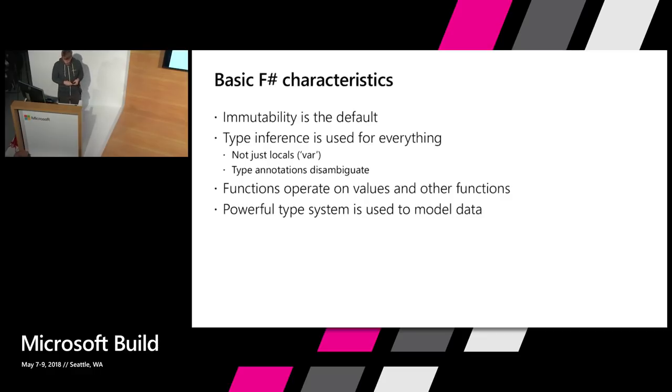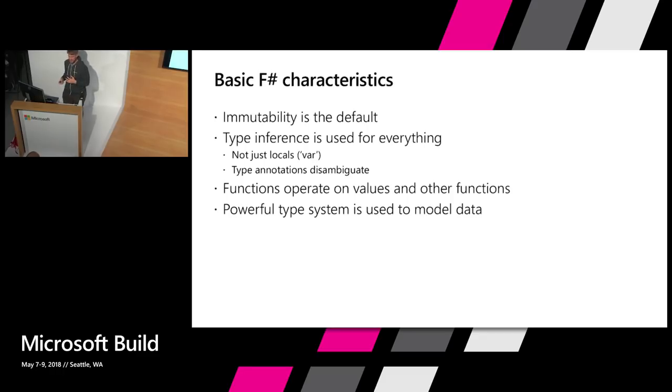And then the other half of F# is about a powerful type system that you use to model data. Right? There's more than just classes, even though they're there. And classes are great for modeling some data, but they don't give you everything that you need. And I'm going to show you what some of that actually means. Specifically, there are two types known as records and discriminated unions. Records let you aggregate a bunch of data in a type-safe way. It's very lightweight.